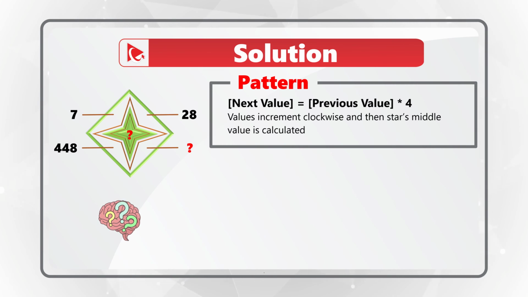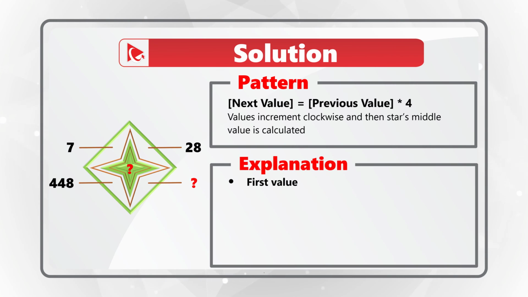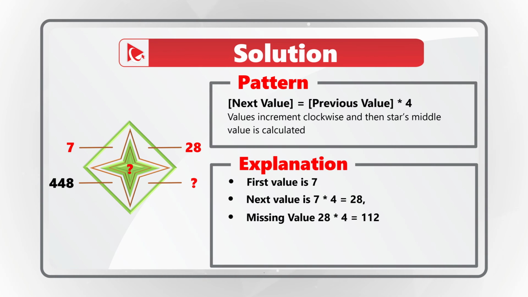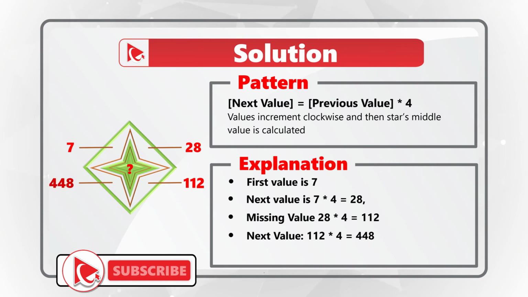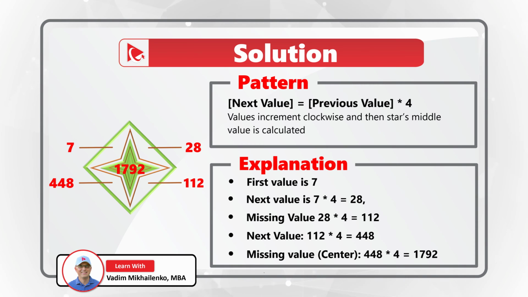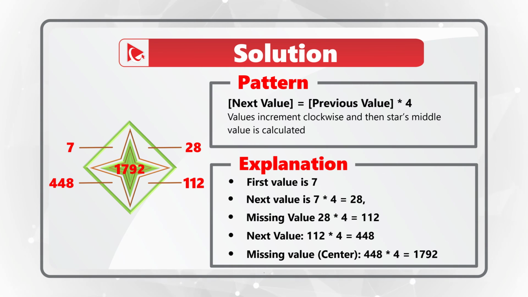Let's use the formula to calculate the missing values. The first value at 11 o'clock is 7. The next value is 28, which is calculated as 7 multiplied by 4. Then we come to the first missing value at 5 o'clock, which is calculated as 28 multiplied by 4, which equals 112. The next value at 8 o'clock is 112 multiplied by 4, which equals 448. And then the missing value in the center of the star is 448 multiplied by 4, which equals 1792.